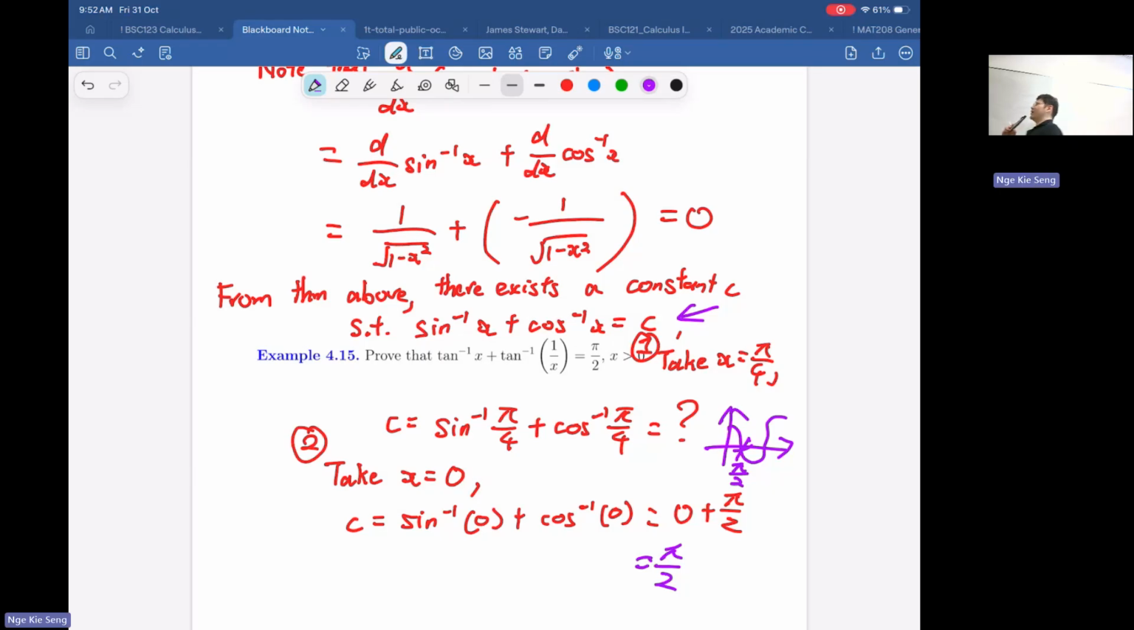Although this pi over 4 is hard to compute, by theory you should get pi over 2 as well. I don't think this pi over 2 is symmetrically distributed between these two numbers, but they should add up to pi over 2.